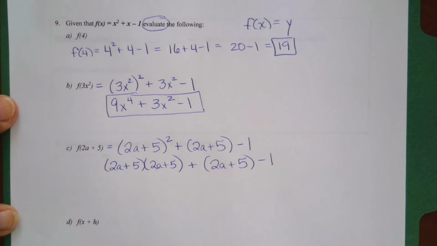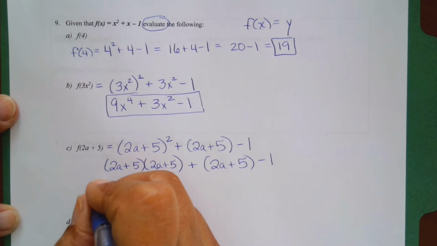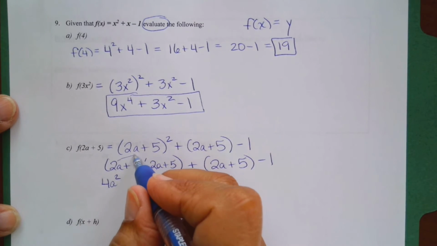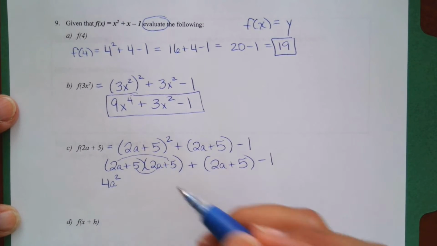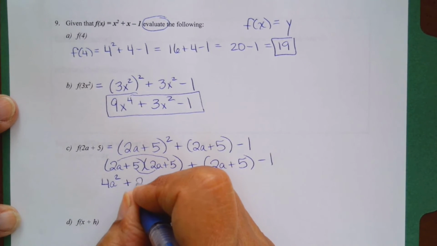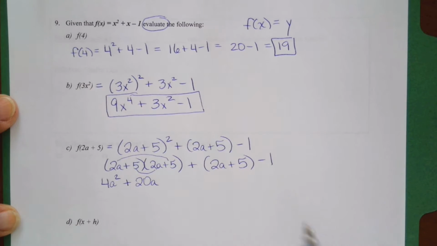Some of you do the lattice, the box method. That's fine. So 2a times 2a is 4a squared. That's the first term. Now we're going to do the outer and the inner, because when you FOIL, remember those are going to usually add together. So the outer two terms is 2a times 5, which is 10a. And then the inside terms, 5 times 2a, is another 10a. So we've got 10a plus 10a, which is 20a. And then last, 5 times 5, that's 25.